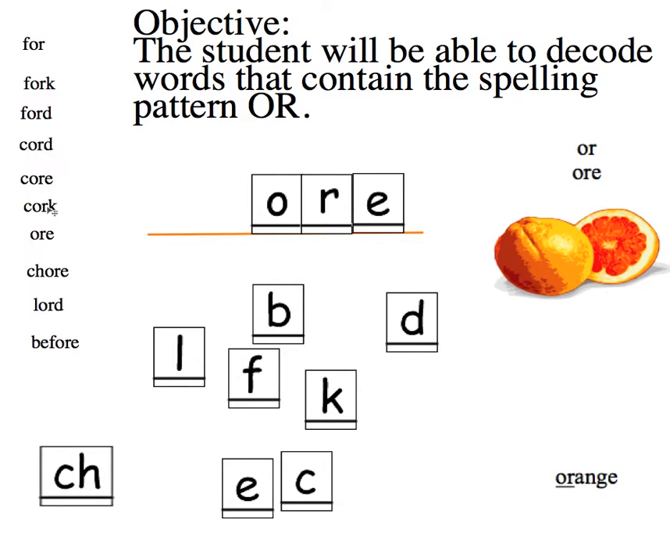Okay, now let's see. Did you make any of these words? There's a whole list of them here. Read them with me and then go ahead and pause it after I'm done, and you can do it too. For, fork, Ford, cord, core means the middle of something, cork, or, chore, Lord, and before. Wow. So if you don't have all of these words written down, please write them down now, pausing the recording.